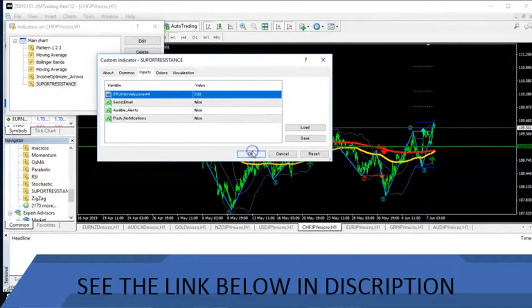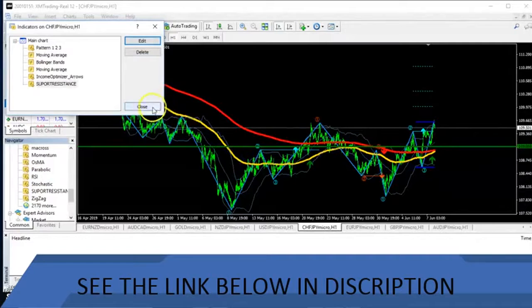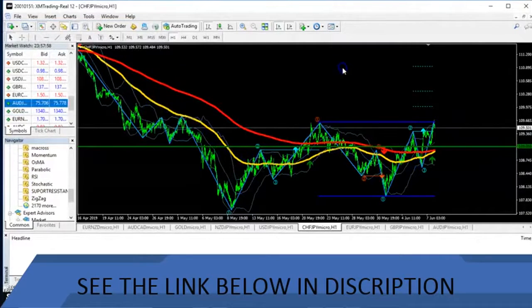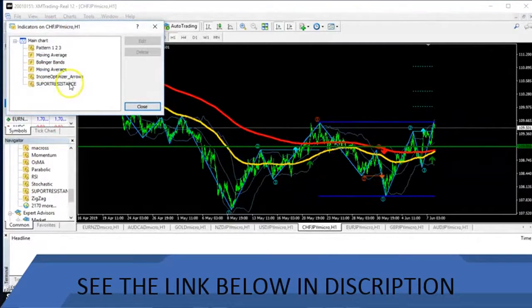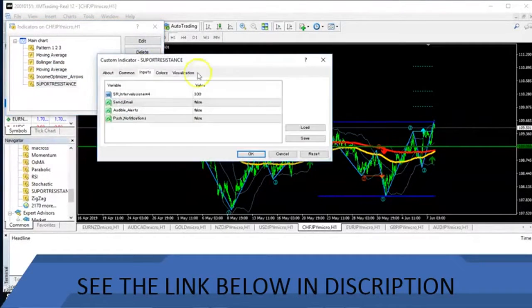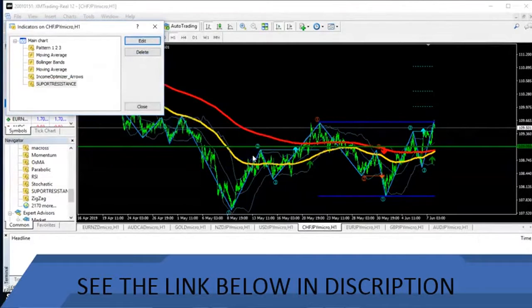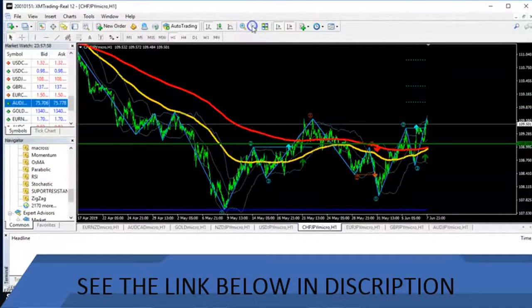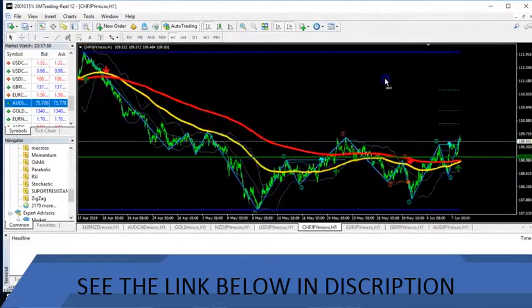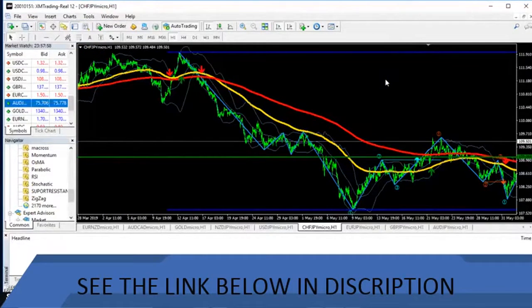No, we don't want 50. Let's say indicator list support resistance. Let's say it is 300. Let's see how it looks. Oh, the 300 is too small. Indicator list support resistance. Let's say it's 1000 bar. Let's say 1000 and see how it looks.